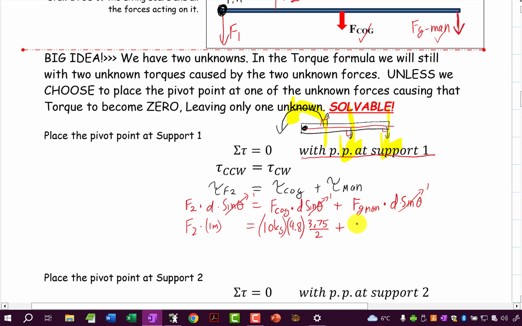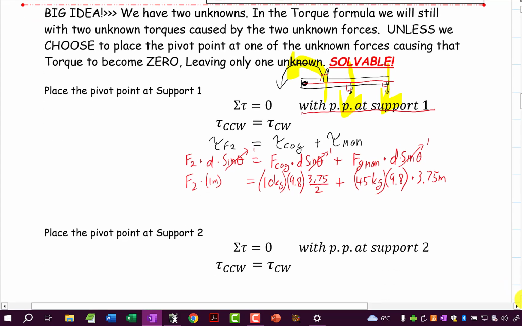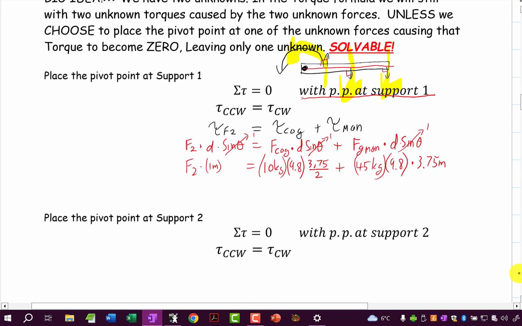Plus the force of gravity of the man. The man is 45 kilograms, his weight multiplied by 9.8. How far away is he? He's 3.75 meters away from the pivot point. Okay, you do the math on there.